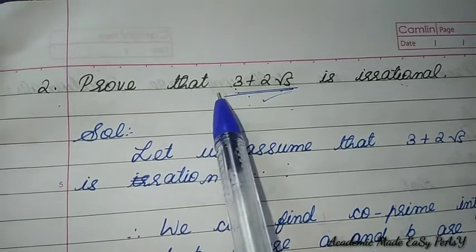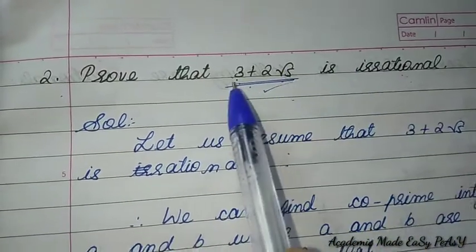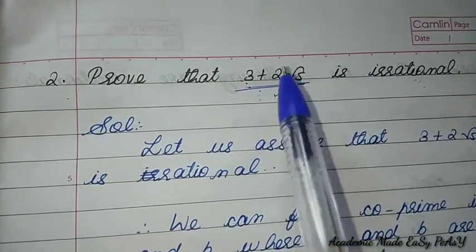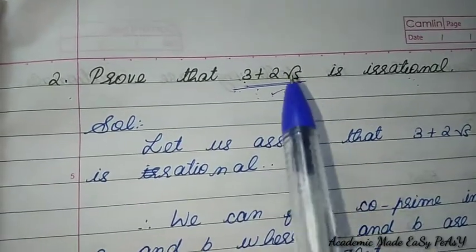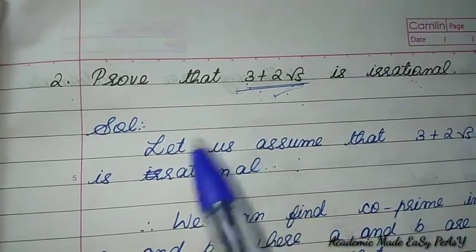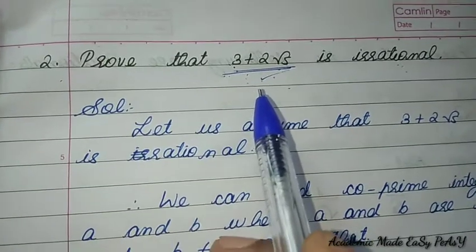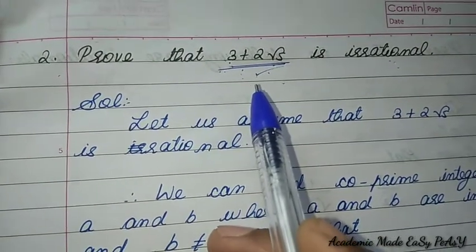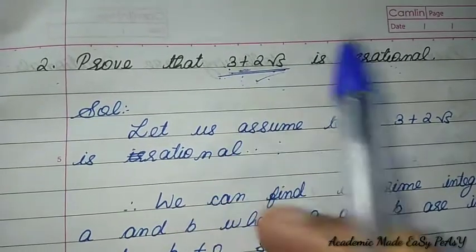Question 2. Prove that 3 plus 2 root 5 is irrational. Already we have learnt that the sum of an irrational and a rational number is always irrational. So we already know, but still we have to prove it. As we did in the previous sum, we will be following the same method, but there's a slight change, that is addition over here.